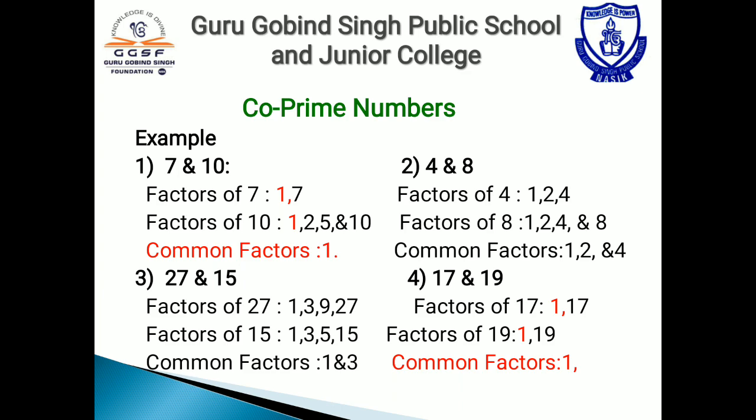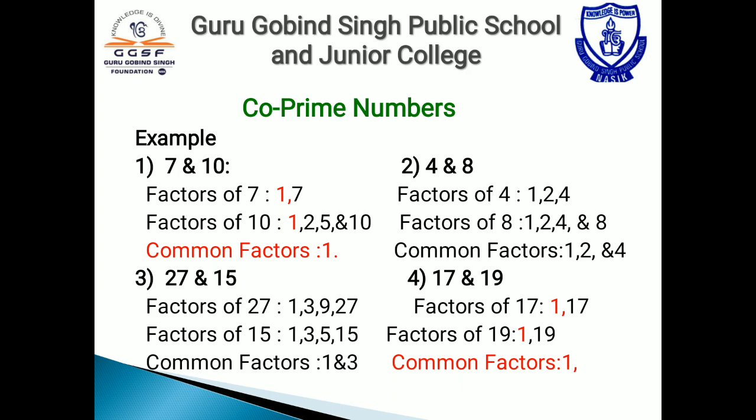If we see the second example, the numbers 4 and 8. The factors of 4 are 1, 2, 4. The factors of 8 are 1, 2, 4 and 8. So the common factors of 4 and 8 are 1, 2 and 4. In the third example, 27 and 15, the factors of 27 are 1, 3, 9 and 27, and the factors of 15 are 1, 3, 5 and 15. The common factors of 27 and 15 are 1 and 3.